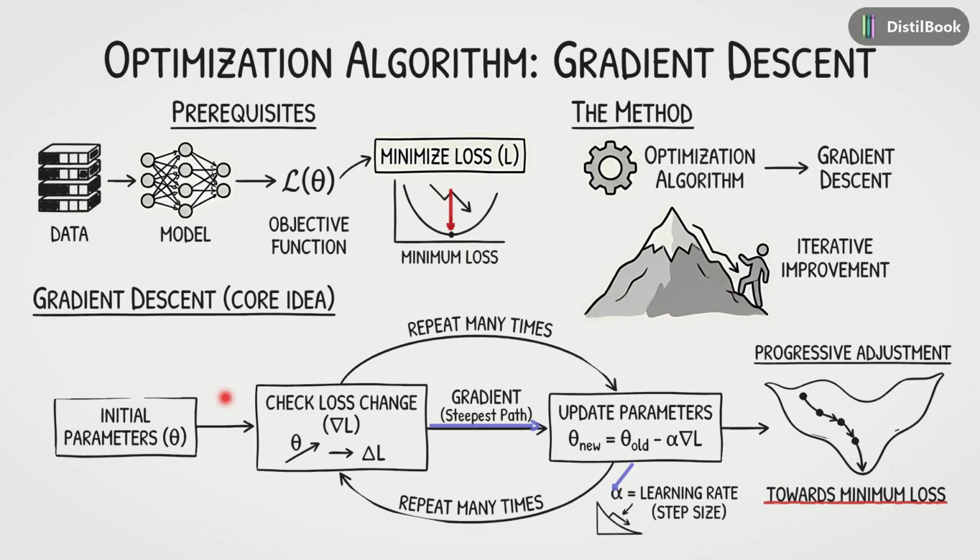Now that we understand how the model learns, let's look at the specific neural architecture we use to process this information.